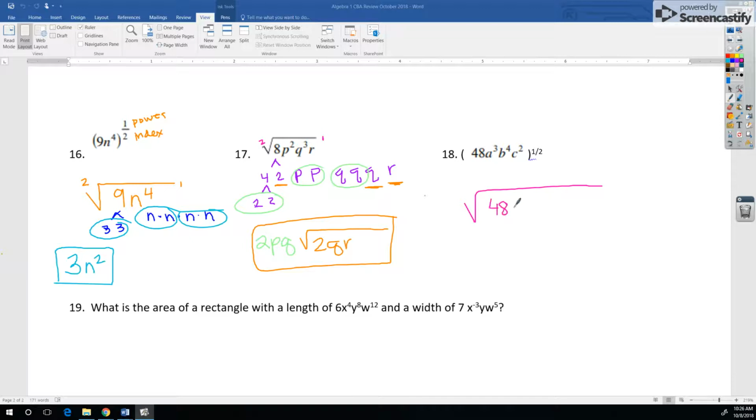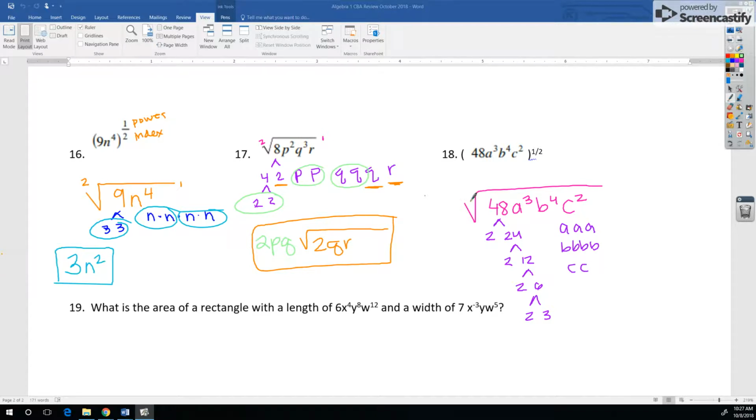So 48, a to the 3rd, b to the 4th, c to the 2nd. Okay, 48. Let's think about this. So that's 2 times 24. 24 is 2 times 12. 12 is 2 times 6. And 6 is 2 times 3. A to the 3rd, b to the 4th, c to the 2nd.